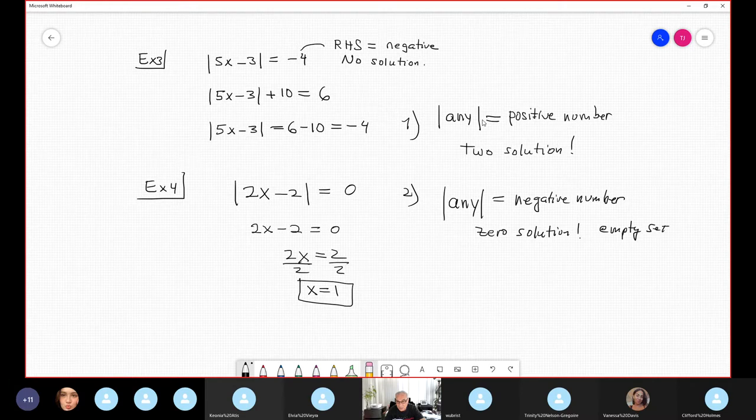Empty set: remember the symbolic way to indicate a mathematical empty set looks similar to the zero, but it includes one extra stick like that. Bang. And the third scenario is you have the absolute value of any expression equal to zero. And we have only one answer, unique. How do you find that? Easy. Remove the bar and end of story. In this case, you remove the bar.